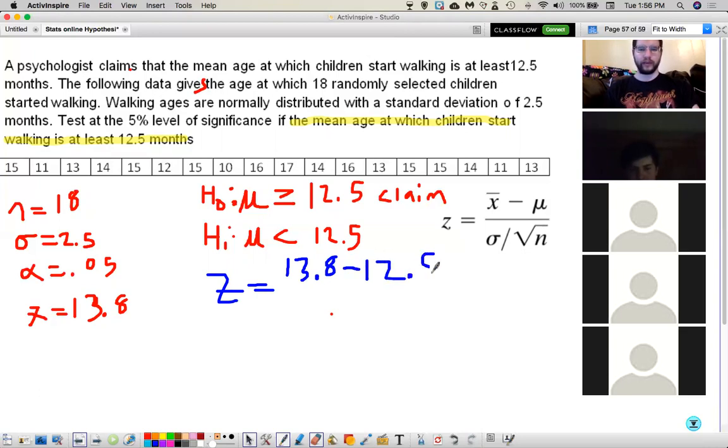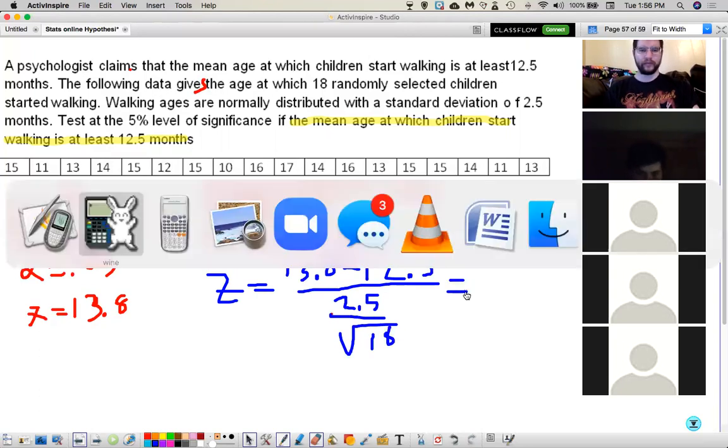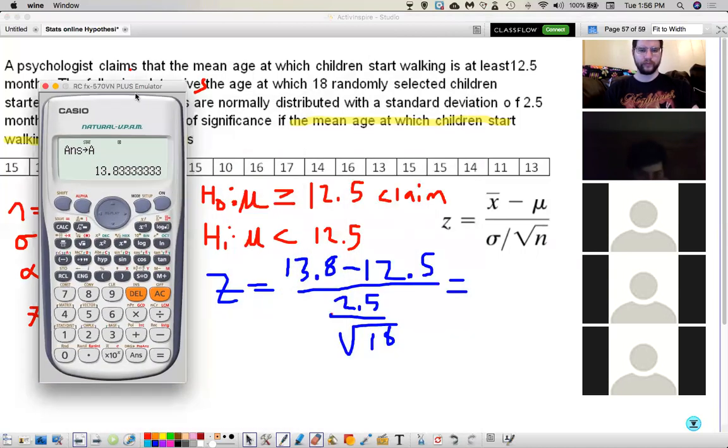Minus 12.5 over 2.5 over square root of 18. If I type that in, I will use this value here, go to mode 1, type in stuff, fraction button, and I'm going to hit alpha A. Well, let me just check and make sure I saved it. Okay, alpha A. Yeah, that's 13.83 repeating.